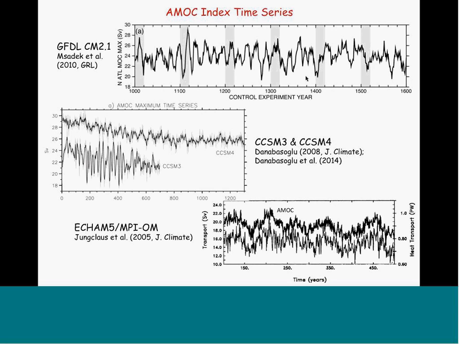Unfortunately, we rely on models in the absence of observations. I just wanted to show the sort of non-robust elements of the representation of AMOC variability. These are AMOC index time series. Of course, I had to include the NCAR model, but I just chose two additional representations. The top panel shows a time series from one of the GFDL models, CM2.1. The middle shows time series of an AMOC index from CCSM3 and CCSM4. And the bottom panel shows an AMOC time series, the top line in the bottom panel, from a German model, MPI.